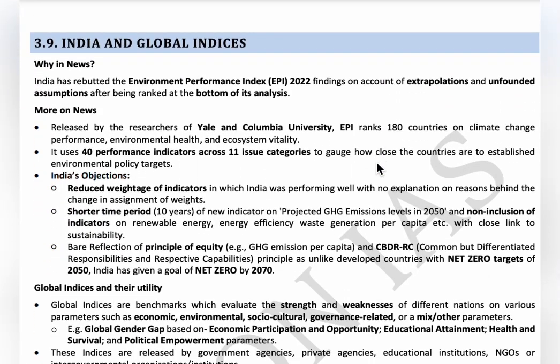The next topic is India and global indices. The Environment Performance Index 2022 was released by Yale and Columbia University, and as per the report, India was ranked at the bottom. India has argued that the report was wrong, based on undiscovered data and assumptions. Global indices evaluate the strengths and weaknesses of a country.